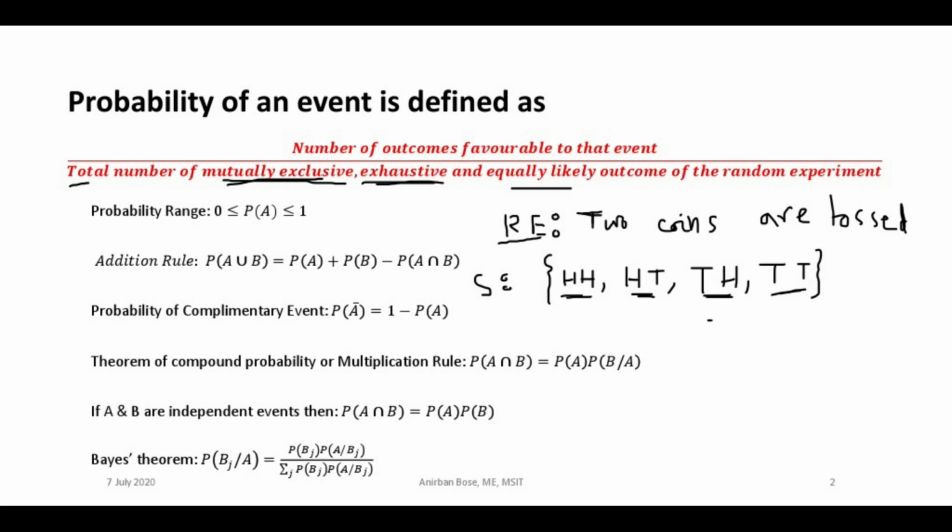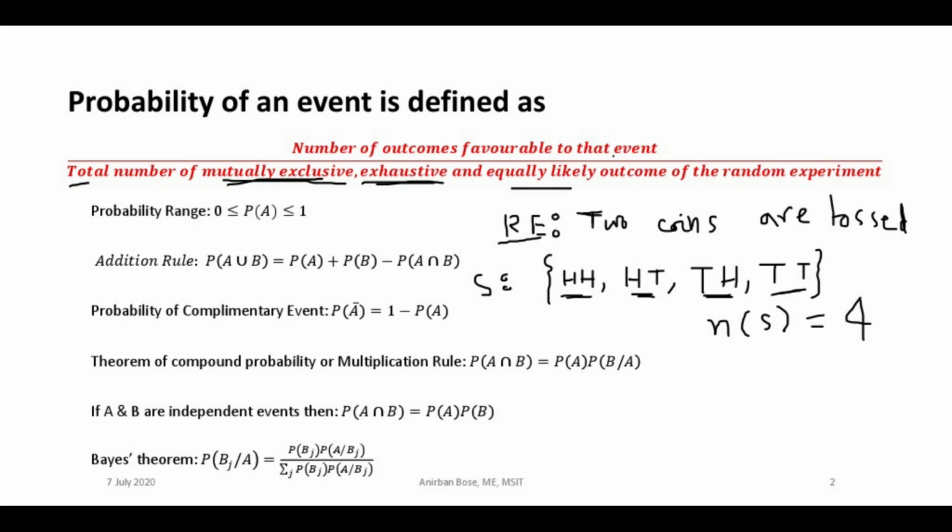So the denominator is basically the number of such outcomes. So what is the total number of such outcomes? That is the number of elements of this sample space, and that is equal to 1, 2, 3, 4. Okay, so there are 4 such outcomes. So this will be the denominator.